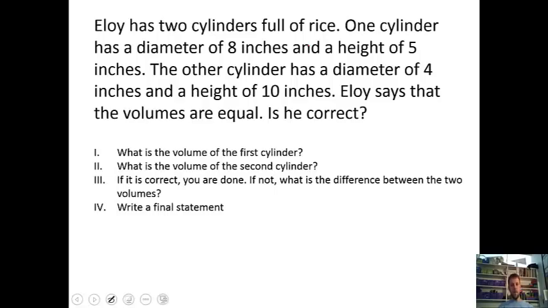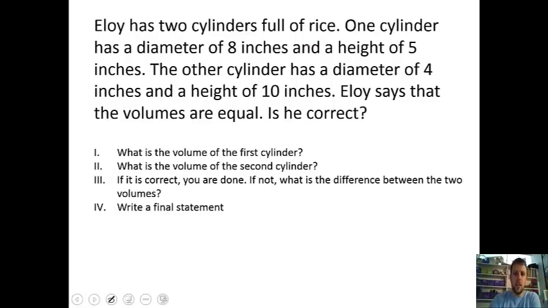Is he correct? So a quality homework would have what is the volume of the first cylinder, what is the volume of the second cylinder. If it's correct, then you'll be finished. But if it's not, what is the difference between the two volumes? And then writing a final statement. Okay? So I'll give you this as a first example.